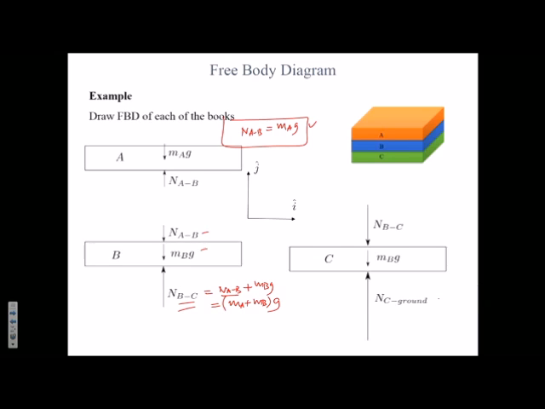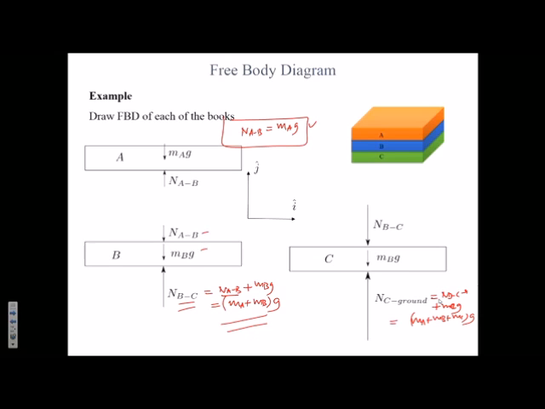Right? Let's come to this one. N(C-ground) would be equal to N(B-C) plus M_B g. And we just saw N(B-C) is equal to this quantity, so this would be M_A plus M_B plus, well, sorry, this is M_C times g. So the normal reaction from the ground on C would have to be equal to the weight of all the three books. And that makes a lot of sense.